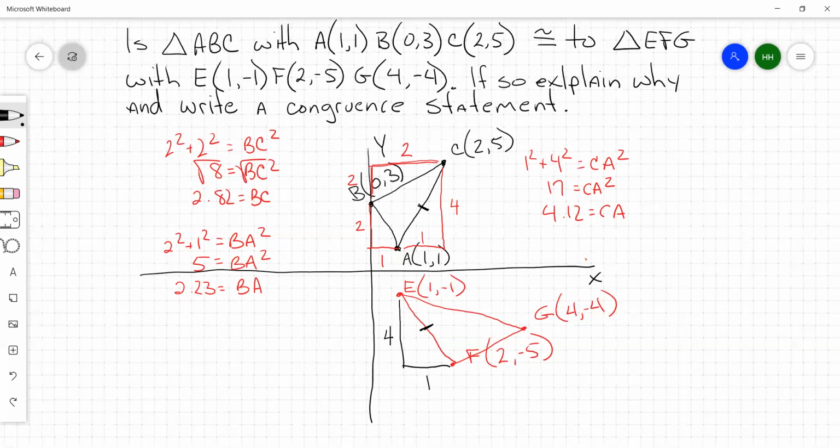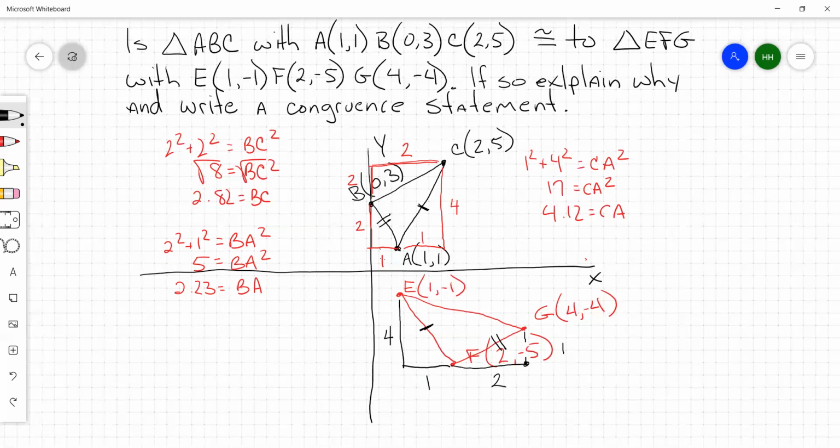We take this side right here, F to G, and I drop in this vertical and horizontal. My horizontal change, I'm going from 2 to 4, which is 2. My vertical change, I'm going from negative 5 to negative 4, which is 1. I got a 2 by 1 right triangle. Look up here. I got a 2 by 1 right triangle, don't I? So isn't FG congruent to AB? Do you see how you don't need to do the distance in the second? All right, so we're just going to check the third one just because I want to check the third one.